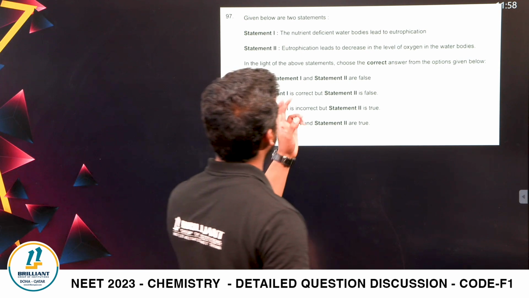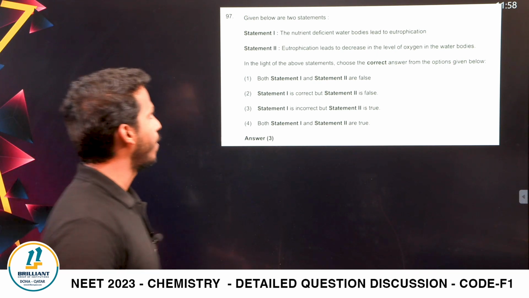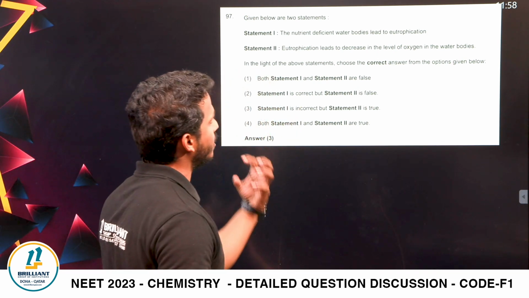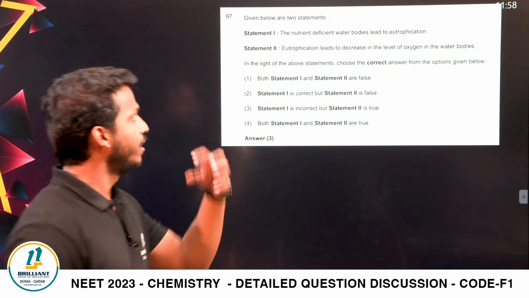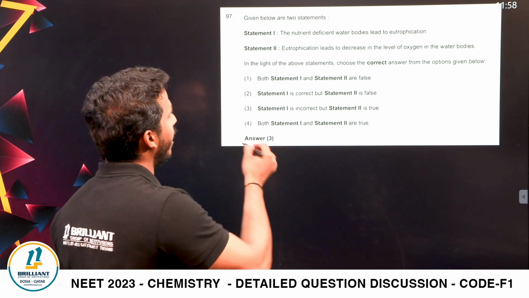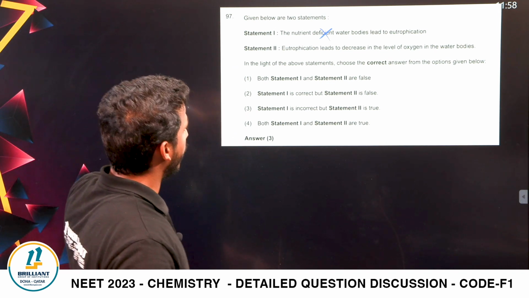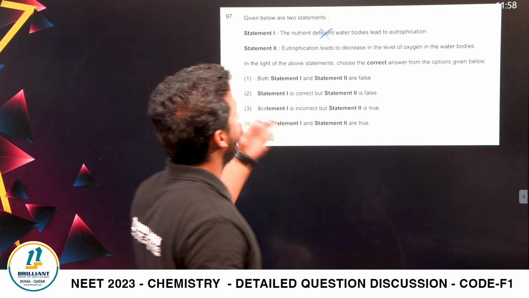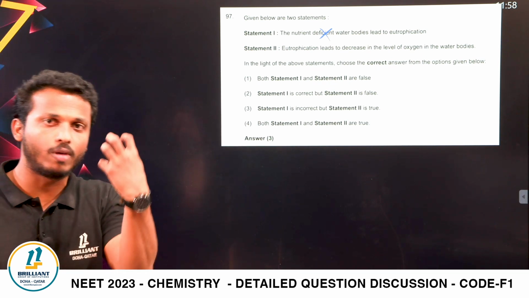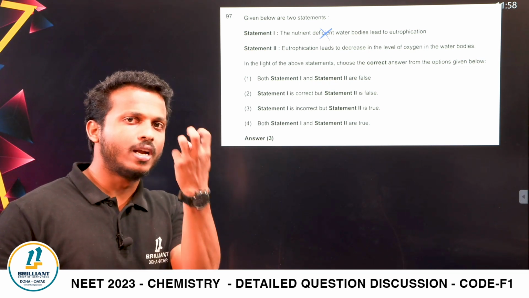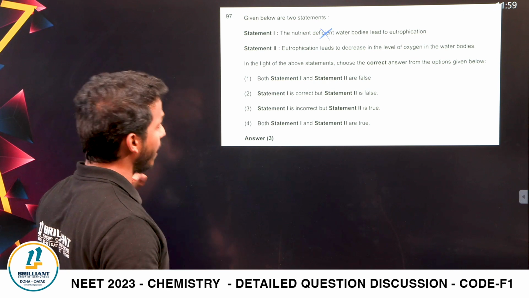Statement 1: nutrient deficient water bodies lead to eutrophication. You may study it in the environmental chemistry part. Eutrophication is the one with the deficiency of oxygen in the water. Nutrient deficient water, no. That statement is not right. Nutrient rich water bodies lead to eutrophication. Because some plants absorb the oxygen from the water and all, the oxygen deficiency will be there in water. That's what we call eutrophication. So that is a wrong statement, right?